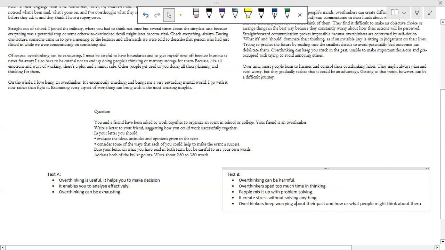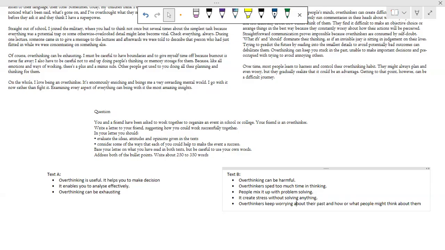Okay. So far, we have taken out one, two, three, four, five ideas. The evaluation from text B is based on five ideas. Okay. So if we talk about text A, the first idea that we have talked about is that overthinking is useful. It helps you to make decisions. Overthinking has basically been serving the purpose of being a strength, right?